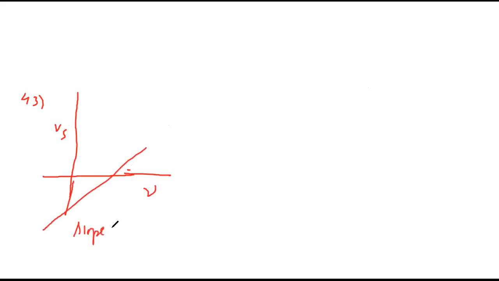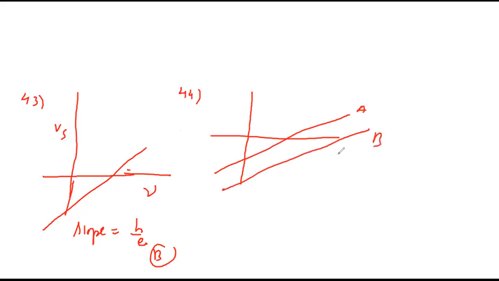The slope of stopping potential versus frequency. Now to recollect, slope of stopping potential versus frequency is h by e. This option. The stopping potential is a function of the frequency. Then the graph shows that work function of A is smaller than work function of B because B intercept is greater as compared to A.